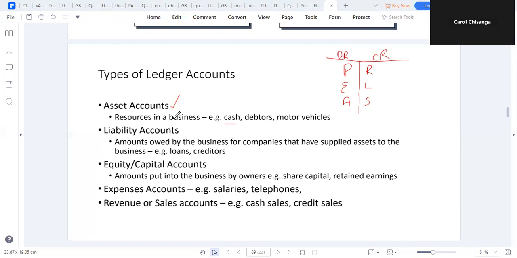So these are what we call our current assets. Then we also have what we call our liabilities. Our liabilities are payables. So what we're going to pay out.